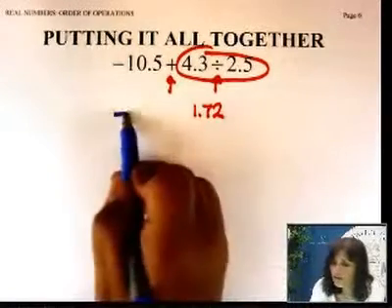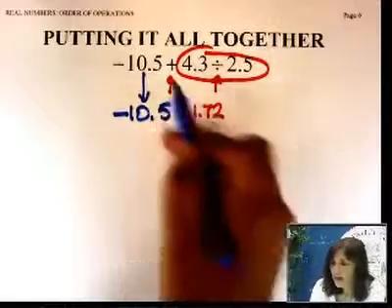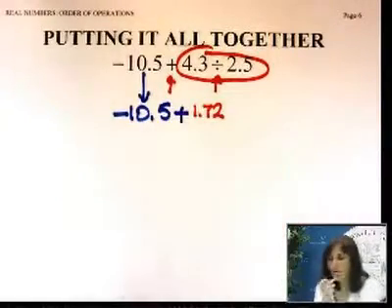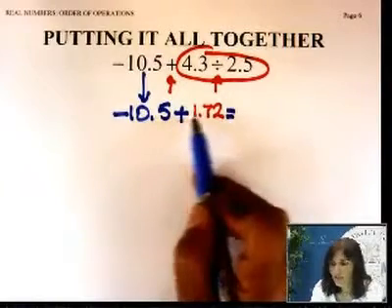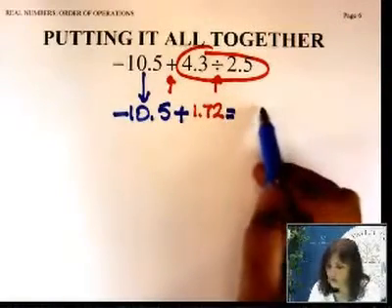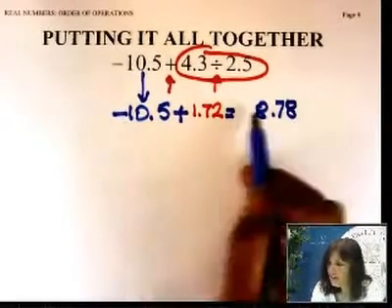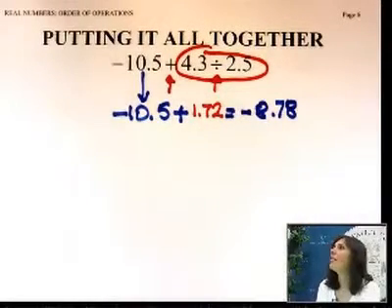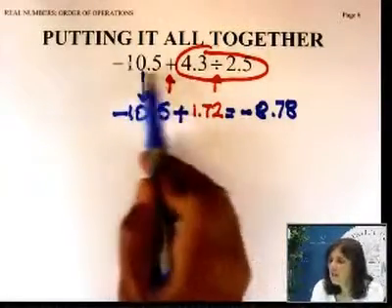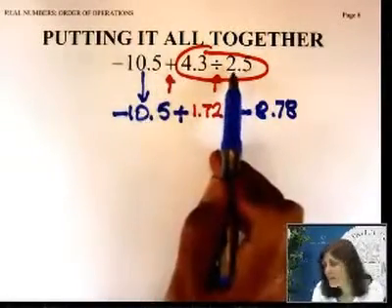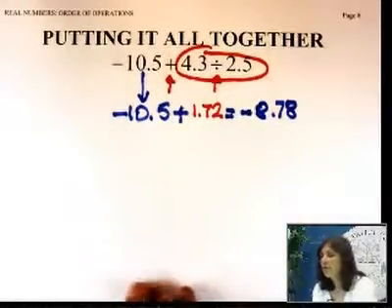So I have negative 10.5, which comes from here, and then there's a plus in front of it. Now I can do this negative 10.5 plus 1.72, so the difference is 8.78. And since this is negative, it's going to end up with a negative. But remember, you may have a tendency to add first and then divide. That's not what you're going to do. You're going to divide first and then do the addition.